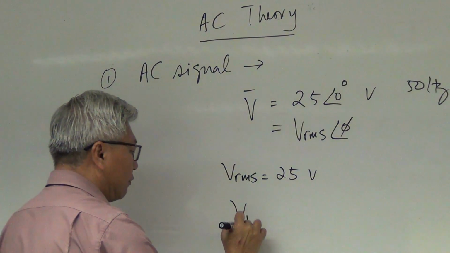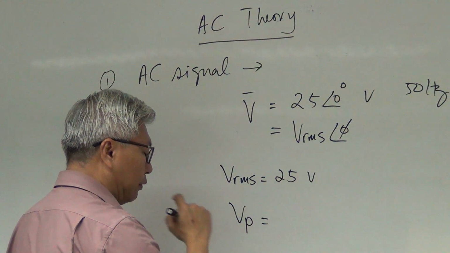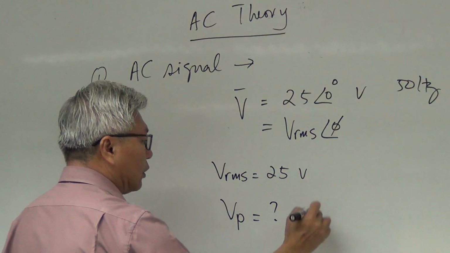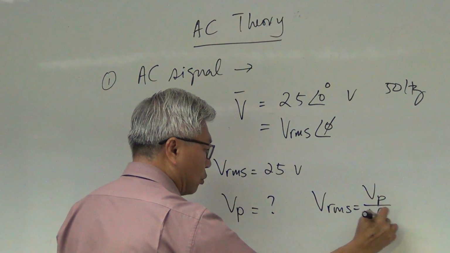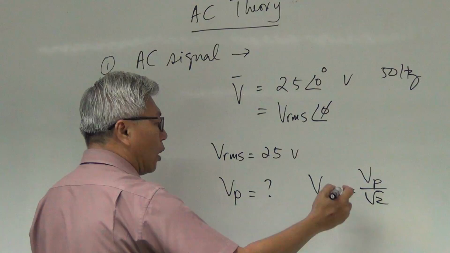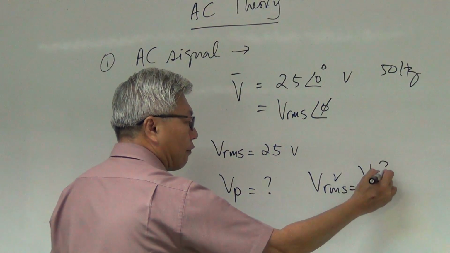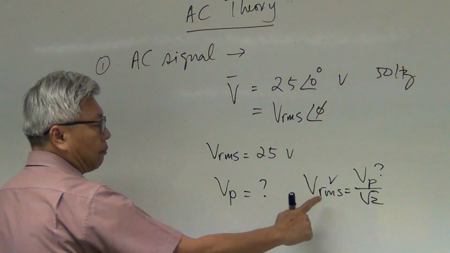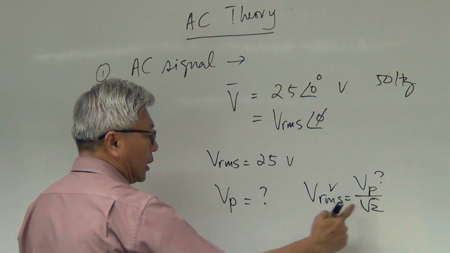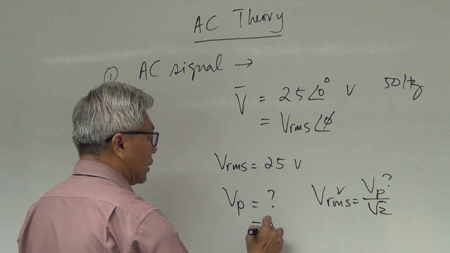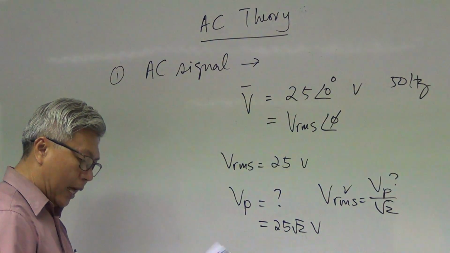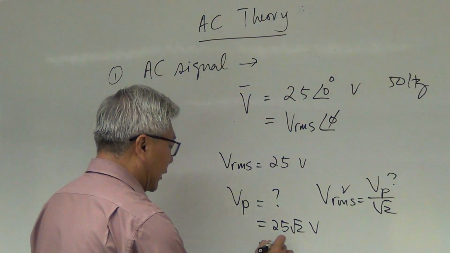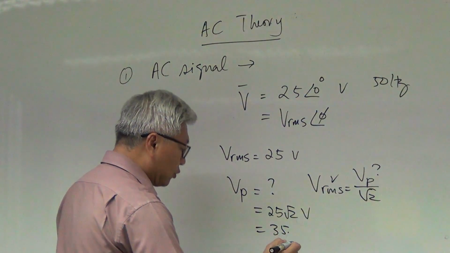And therefore, what is VP? You remember the formula, VRMS is equal to VP divided by square root 2, right? So now, if I know VRMS, can I find VP? Yes. VP is equal to VRMS multiplied by square root 2. So that is equal to 25 multiplied by square root 2 volts. And if I use my calculator, that is 35.35 volts.